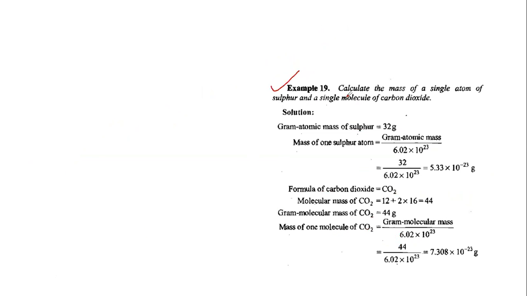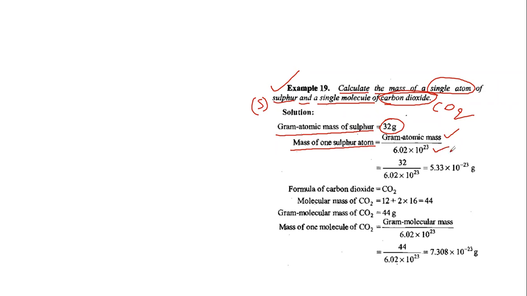Next, one more example. Calculate the mass of a single atom of sulfur and a single molecule of carbon dioxide, CO2. Now first, the gram atomic mass of sulfur is 32 grams. The mass of one sulfur atom is equal to gram atomic mass divided by Avogadro number.